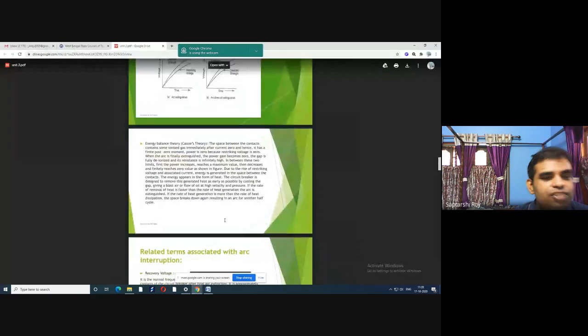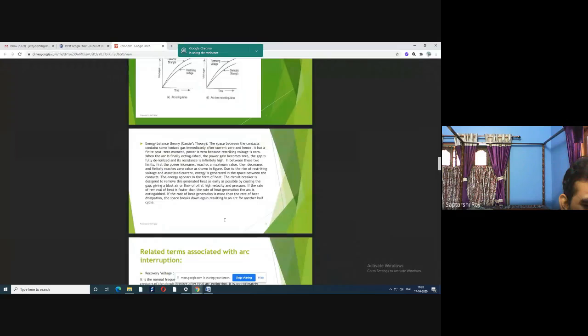So next is the energy balance theory or Cassie's theory. The space between the contacts contains some ionized gas immediately after current zero, and hence it has a finite post-zero moment. Power is zero because the restriking voltage is zero.